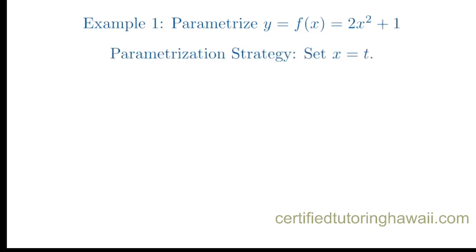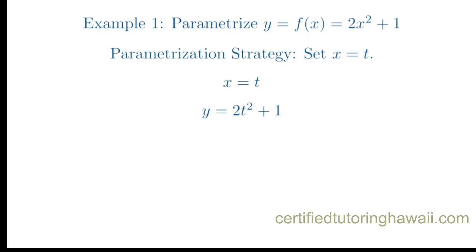Once we've done that, the equation for y follows directly. We substitute t for x in the original function. So if y equals 2x squared plus 1, it must also equal 2t squared plus 1. This gives us our parametrization. x equals t and y equals 2t squared plus 1. This means for any real value of t we choose, we can find a corresponding xy point that lies on the parabola y equals 2x squared plus 1.